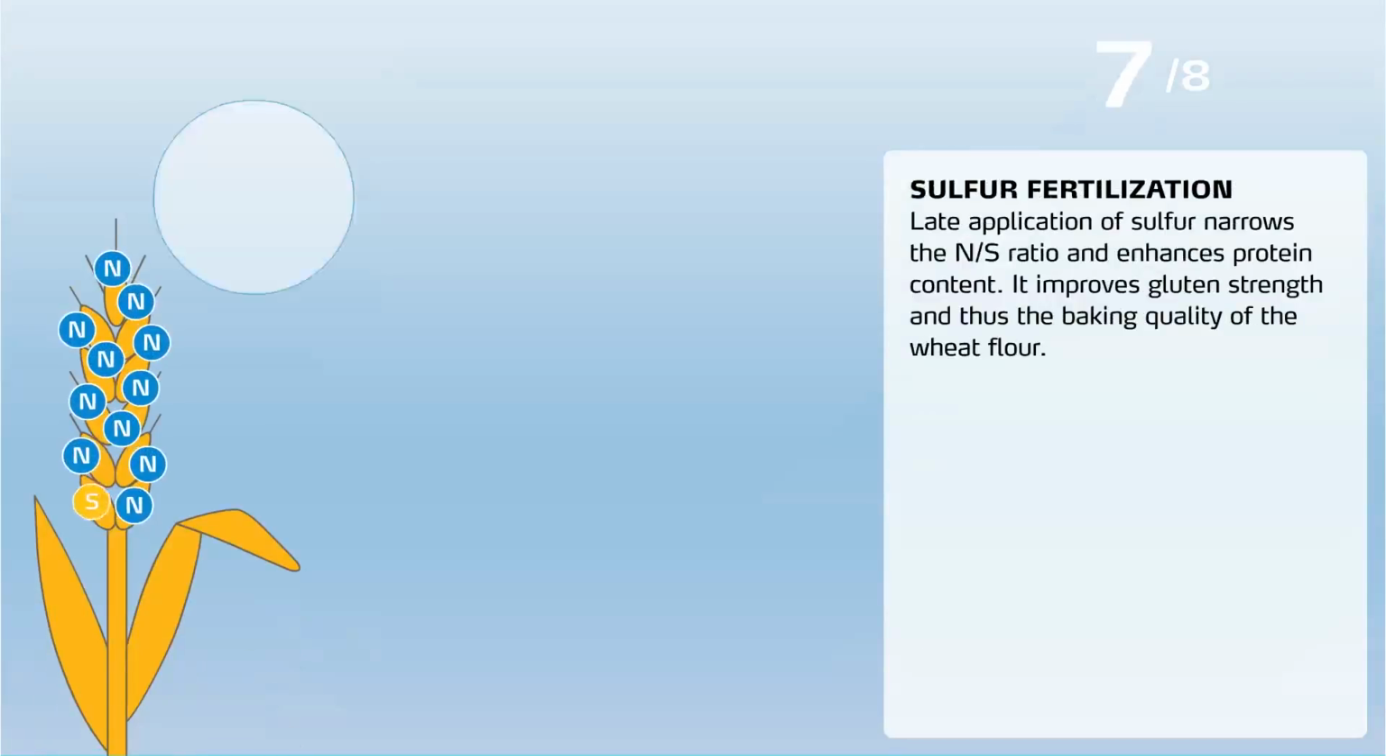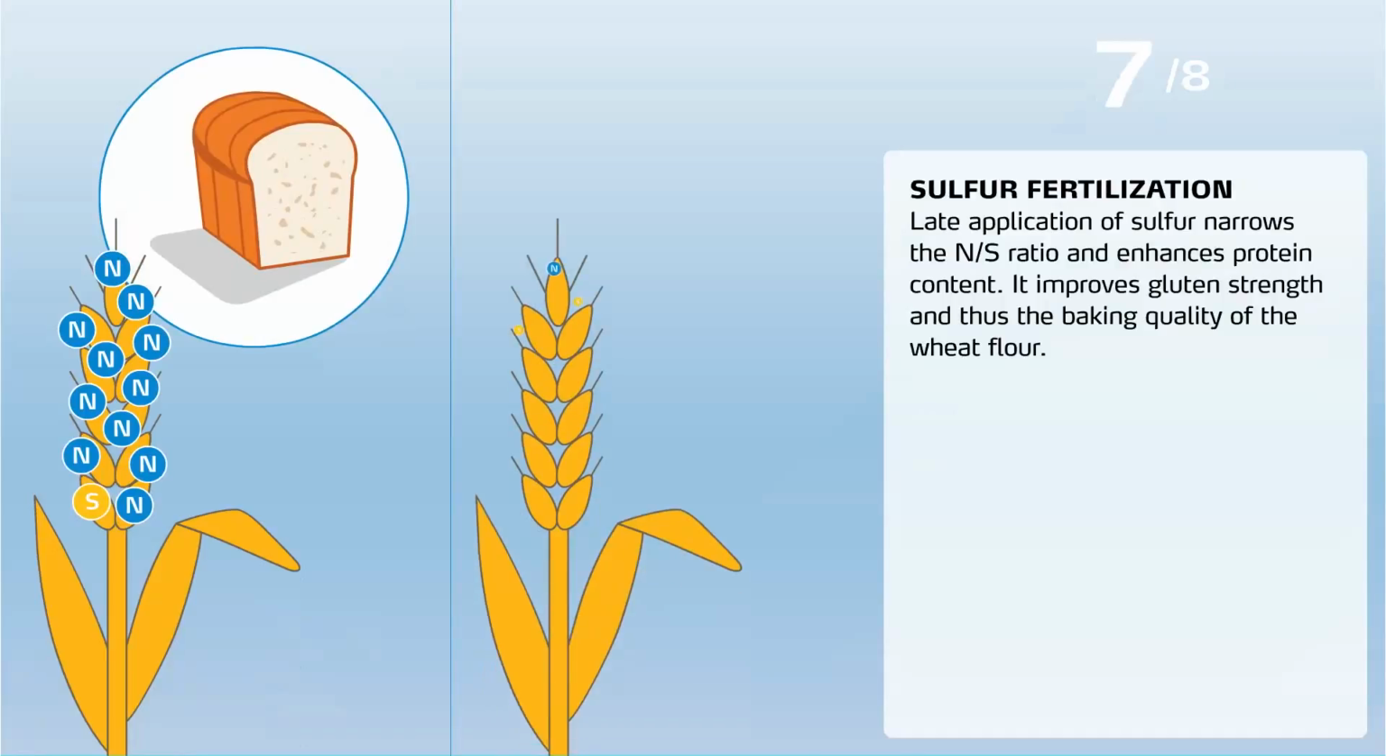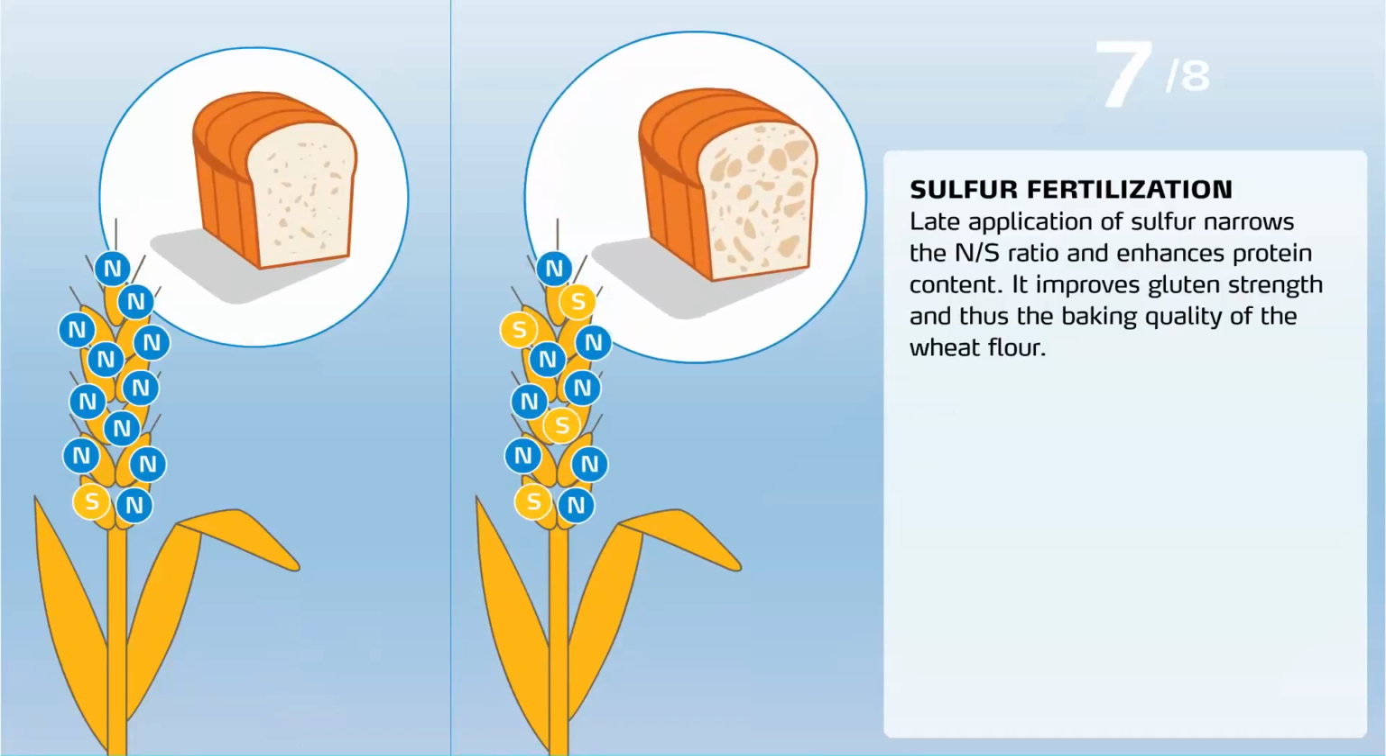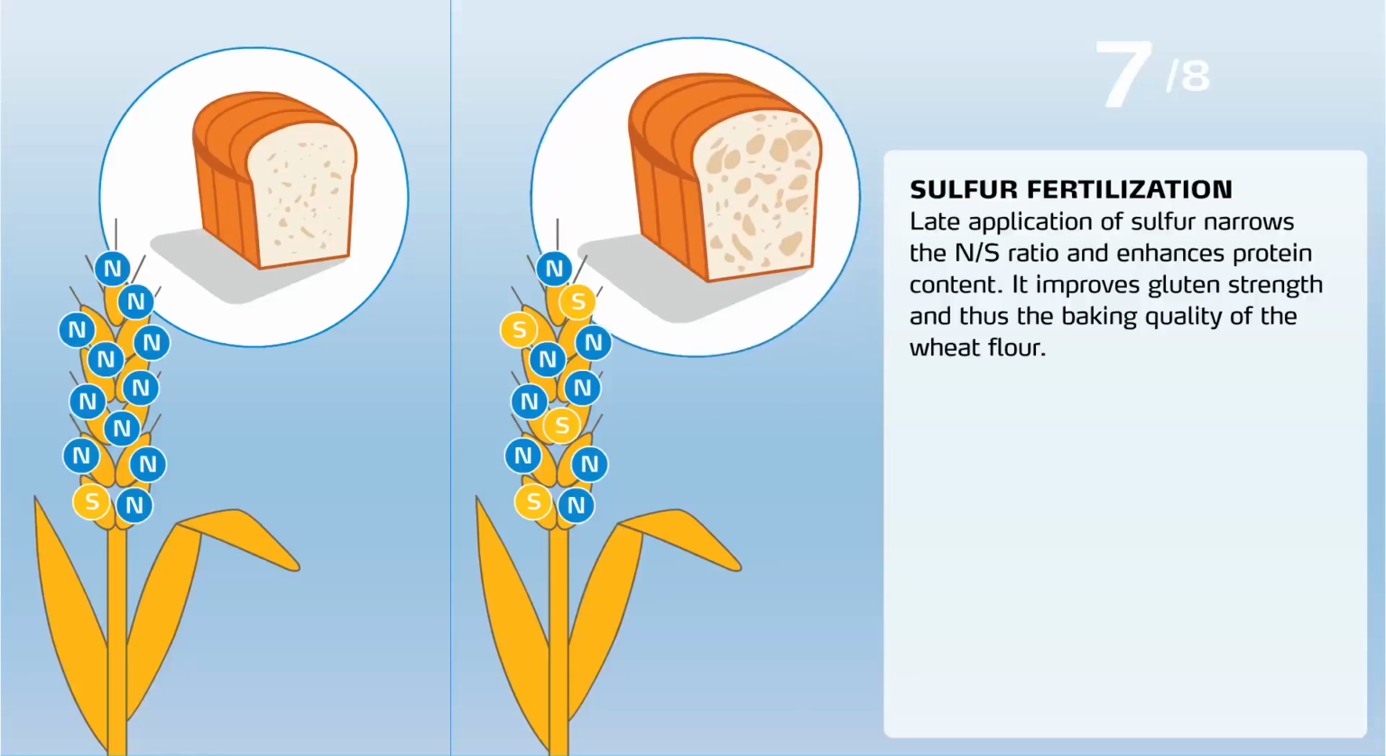Sulfur fertilization. Late application of sulfur narrows the nitrogen-sulfur ratio and enhances protein content. It improves gluten strength and thus the baking quality of the wheat flour.